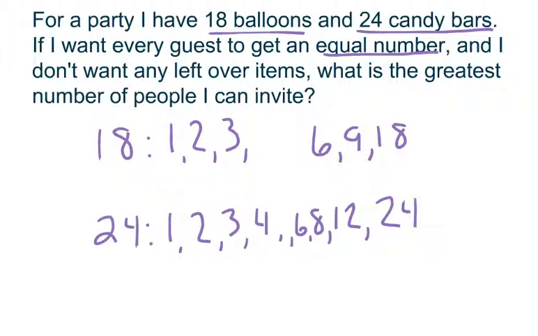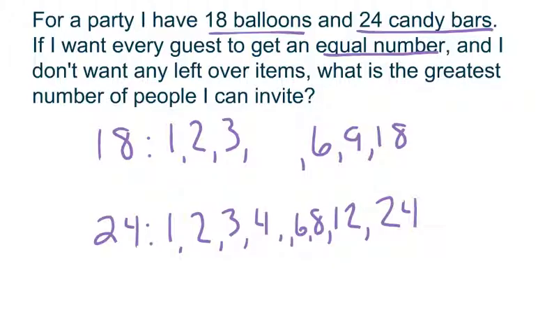And as I look at my numbers, no more numbers that I'm missing in between 3 and 6 divide into 18. 4 and 5 do not evenly divide into 18. And down here, I'm left with 5 for my 24. 5 will not divide into 24 evenly.